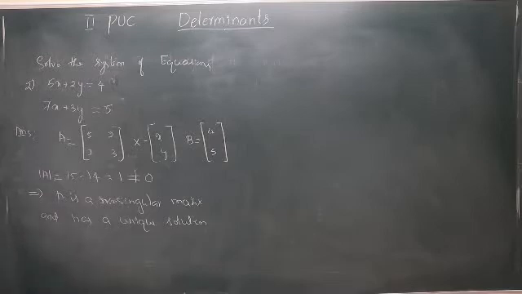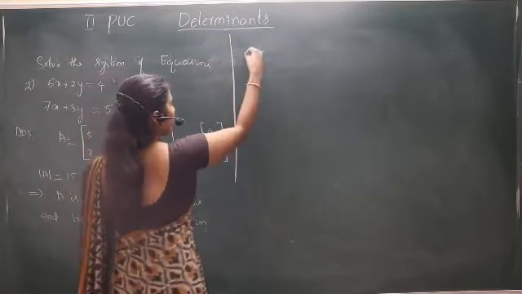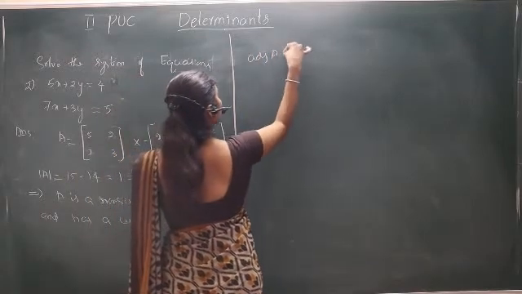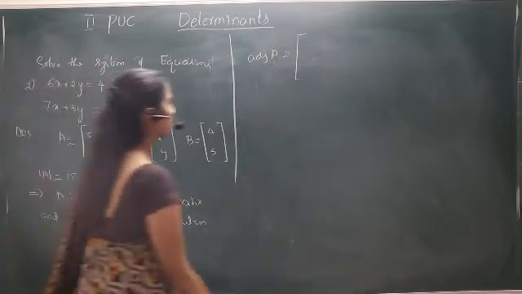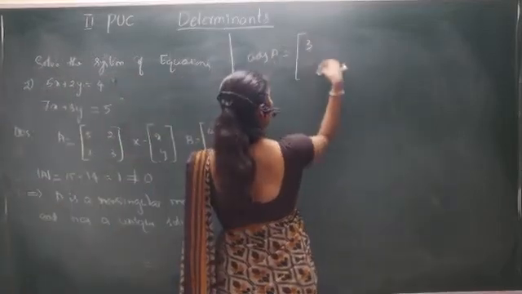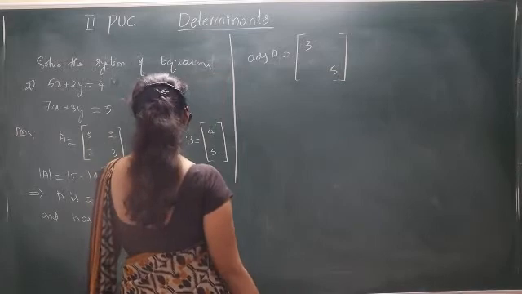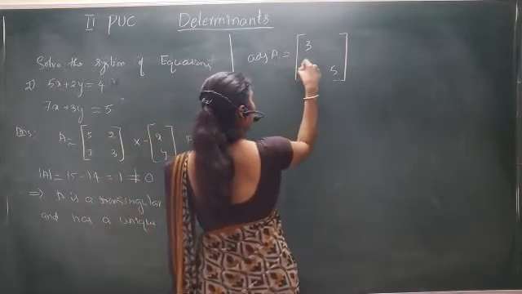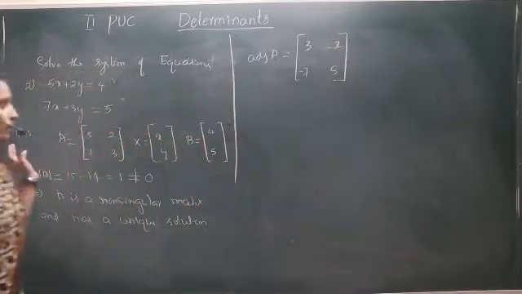After that we have to write the adjoint of A, and after the adjoint we have to write the inverse. So how to calculate the inverse? Write the adjoint of the given matrix. Since it is 2 by 2, directly we can interchange the principal diagonal elements and change the sign of the other diagonal.